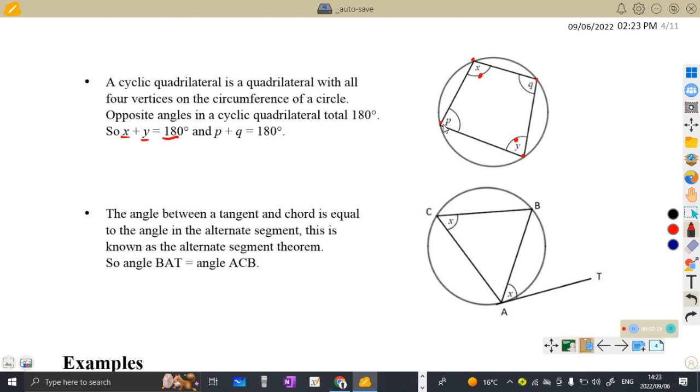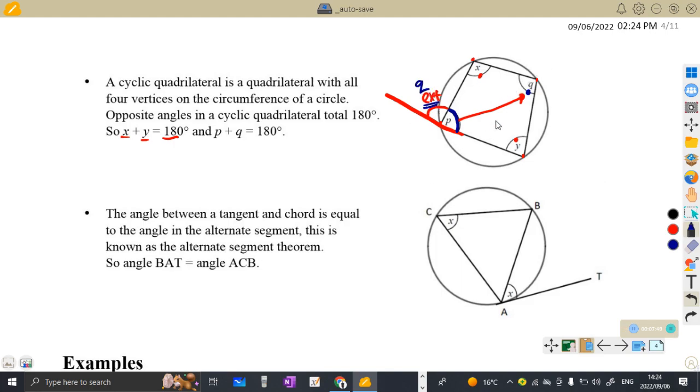Okay, then another concept is that if we extend one of these sides like this, it means we now have an exterior angle here. So this is your exterior angle. This exterior angle that we see is equal to the opposite interior angle. This is your interior angle at P, but we are saying the opposite interior angle, which is this one at Q, is equal to the exterior angle. So it means this angle will be Q.